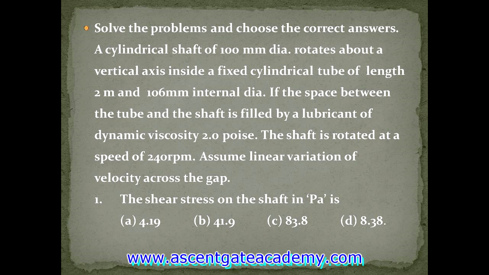A cylindrical shaft of 100 mm diameter rotates about a vertical axis inside a fixed cylindrical tube of length 2 meter and 106 mm internal diameter. If the space between the tube and shaft is filled by a lubricant of dynamic viscosity 2 poise, the shaft is rotated at a speed of 240 rpm. Assume linear velocity variation across the gap. The shear stress on the shaft will be.